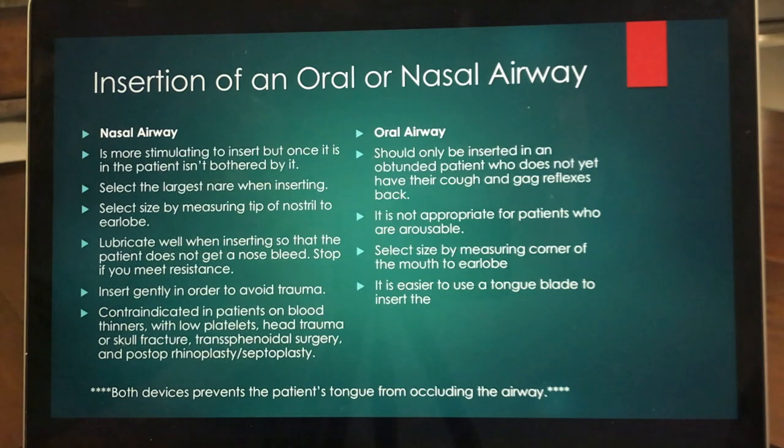So most patients coming to you with an airway will have either a nasal or an oral airway. It's important to know that both of these devices prevent the patient's tongue from occluding the airway. The biggest difference is going to be when you're going to be using them. So an oral airway will only be used on a patient that is asleep. You're not going to be trying to put in an oral airway on a patient who's awake. The nasal airway, while it is more stimulating to insert, once it's there, the patient doesn't notice it, and it will not cause them to gag, which is what the oral airway is going to do.